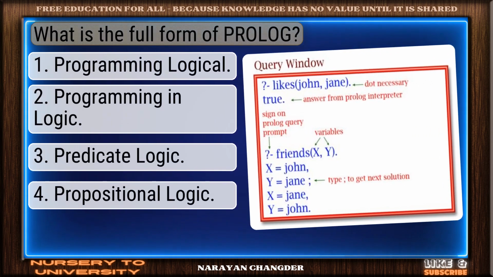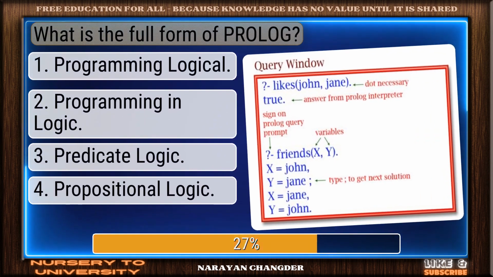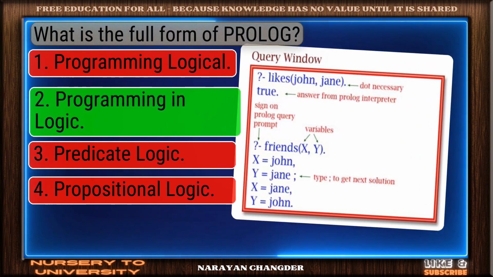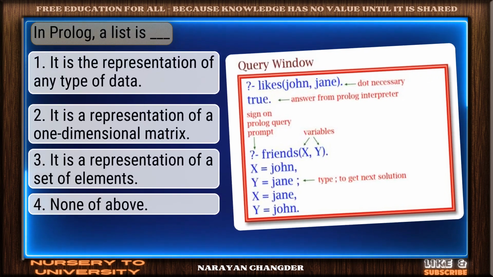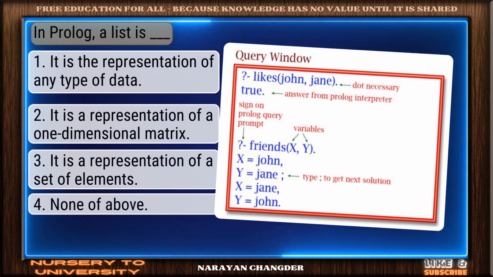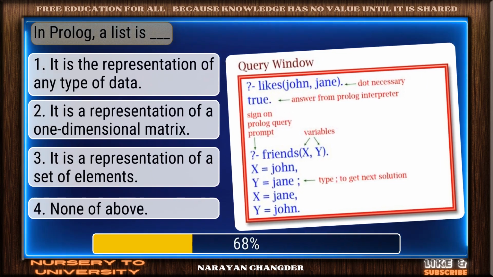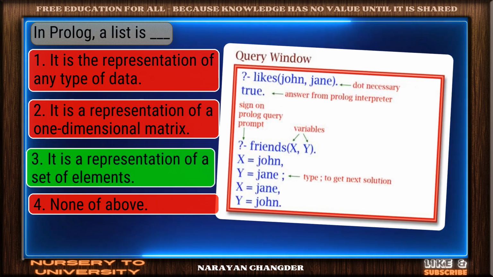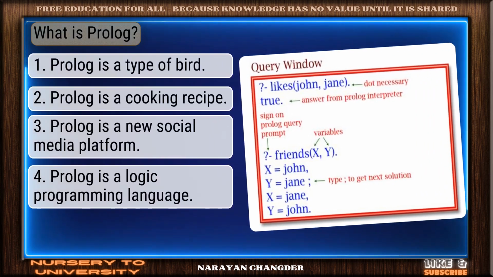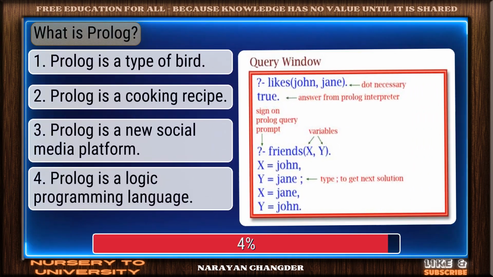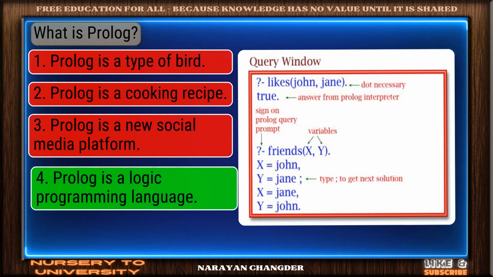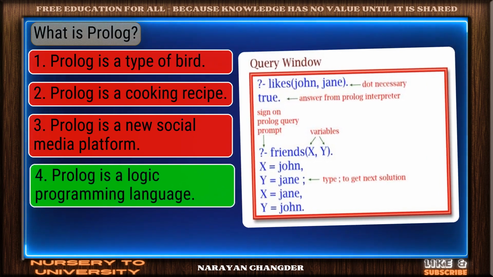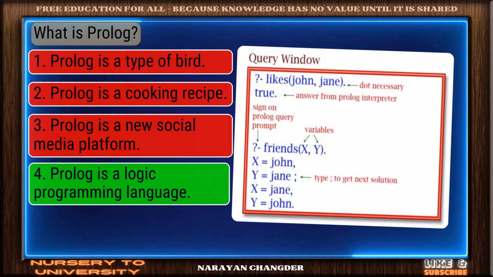Question number 31. What is the full form of Prolog? Correct response. Programming in logic is the most accurate answer. Question number 32. In Prolog, a list is dash. Right choice. It is a representation of a set of elements is the best answer. Question number 33. What is Prolog? Good job. Your answer, Prolog is a logic programming language, works well here.